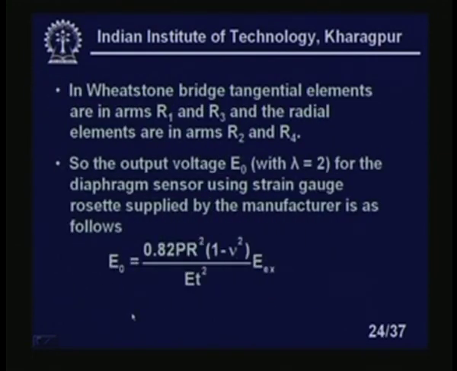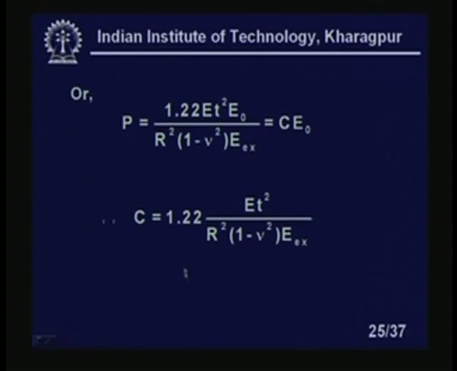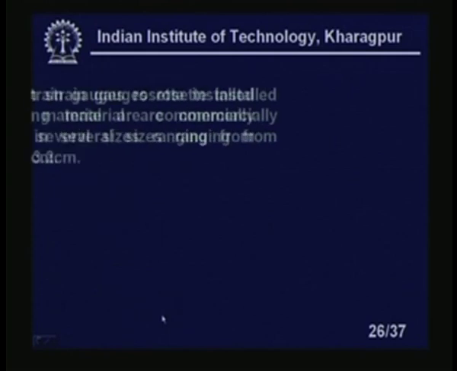So, the output voltage E0 with lambda equal to 2 for the diaphragm sensor using a strain gauge rosette supplied by the manufacturer is as follows. Since lambda equals 2, obviously it is an advanced one. E0 equals 0.82 P R squared (1 minus nu squared) over E t squared times Ex. Or I can say that P equals 1.22 E t squared E0 over R squared (1 minus nu squared) Ex, that is C times E0, where C is the calibration constant equal to 1.22 E t squared over R squared (1 minus nu squared) Ex, and Ex is the excitation voltage of the Wheatstone bridge.